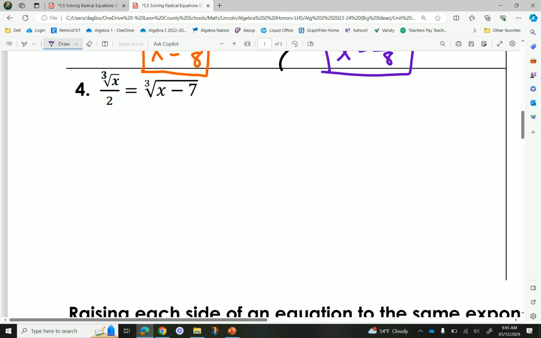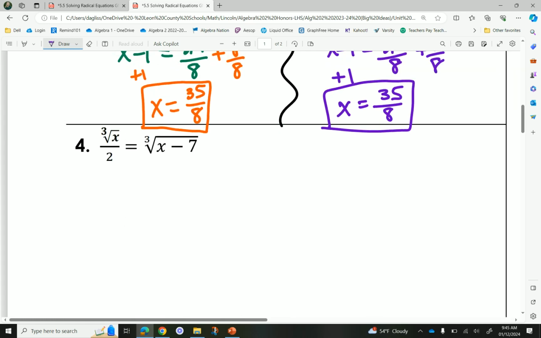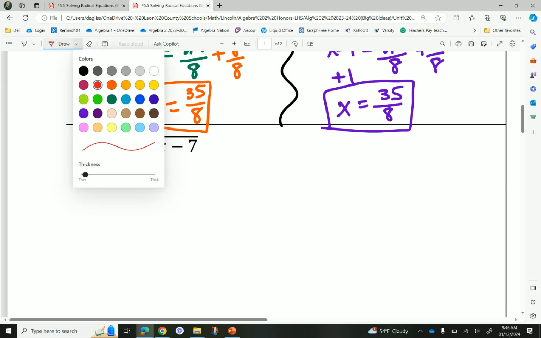All right, number 4. I already have a radical by itself, don't I? I have 2 radicals in the equation, but one of them is already by itself. So I could go ahead and cube both sides. Another option is you can multiply by 2 first and then cube both sides. It does not matter what order you take those first 2 steps. Are you cool if I go ahead and cube both sides? Yes? Okay. I see a radical by itself. I'm going to go ahead and deal with it.